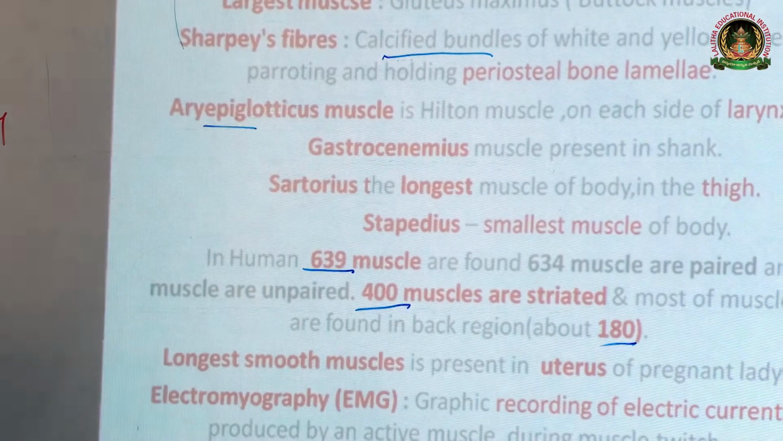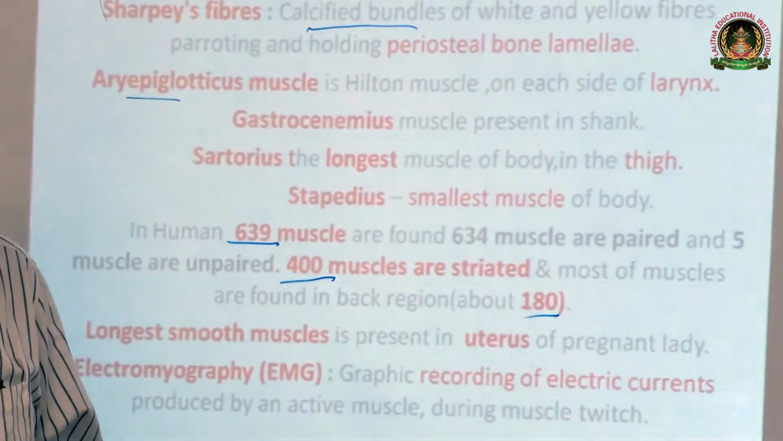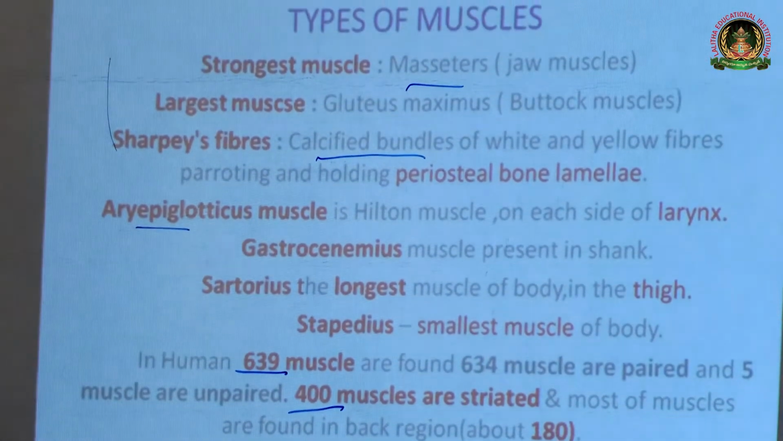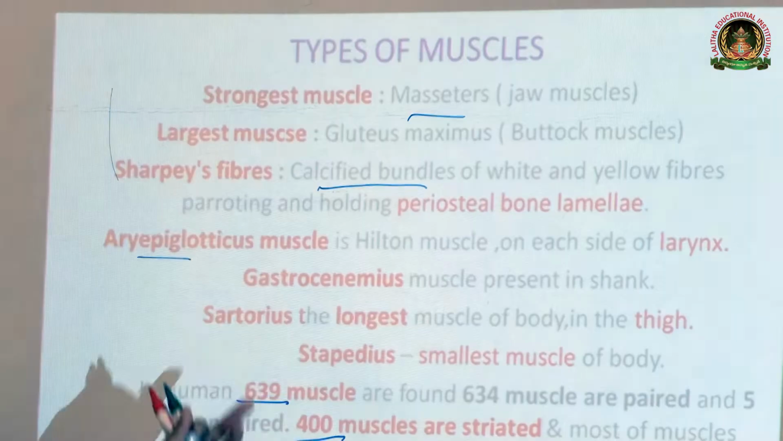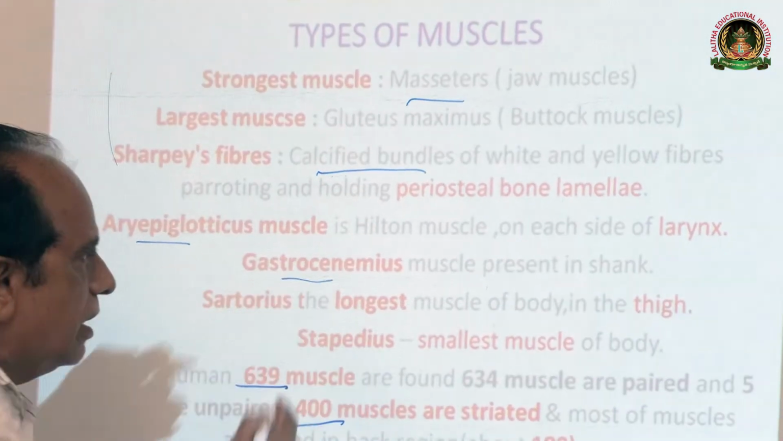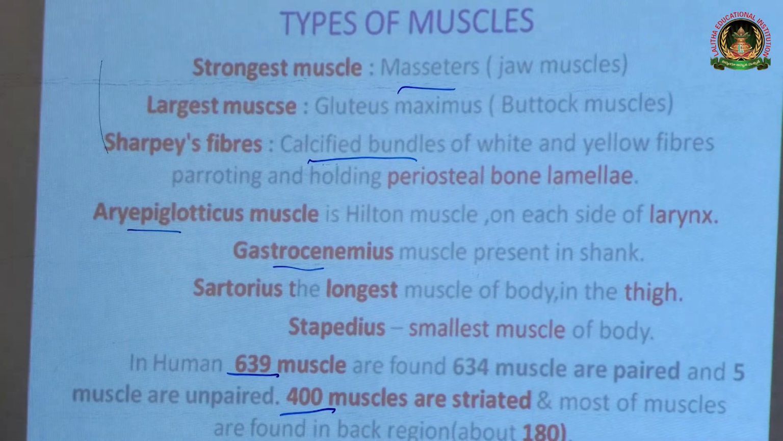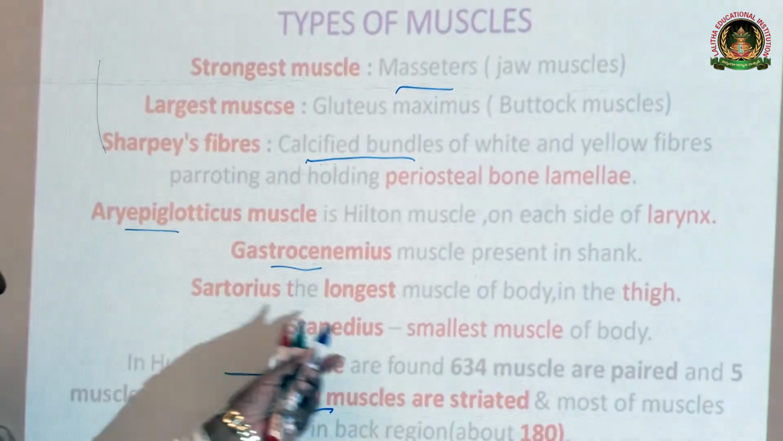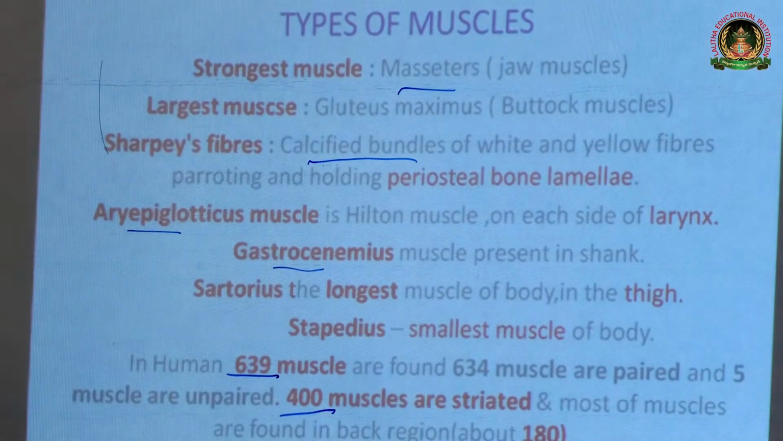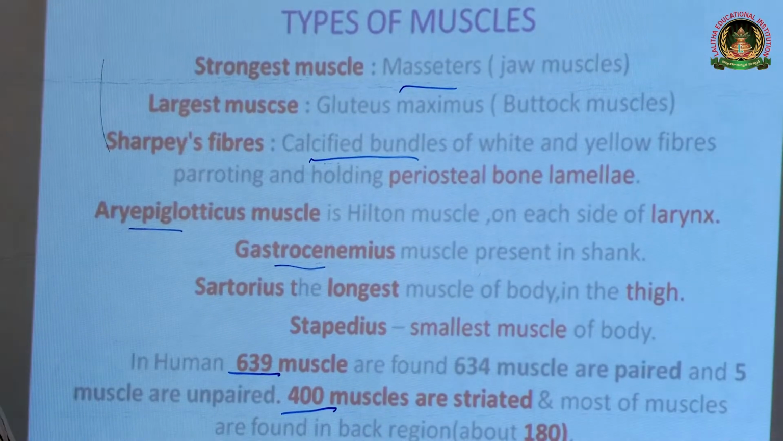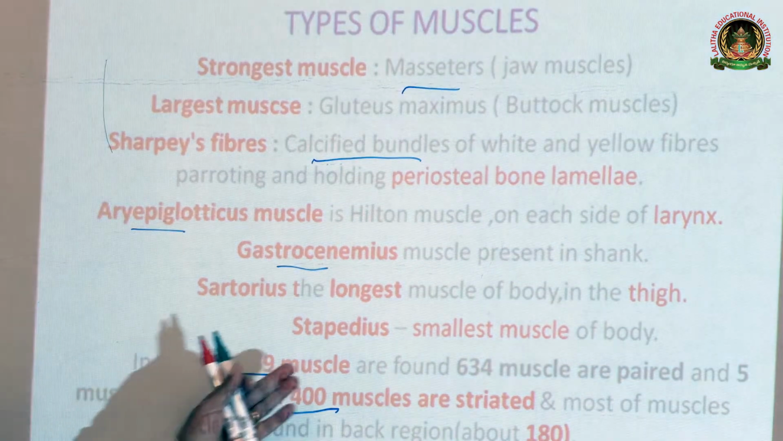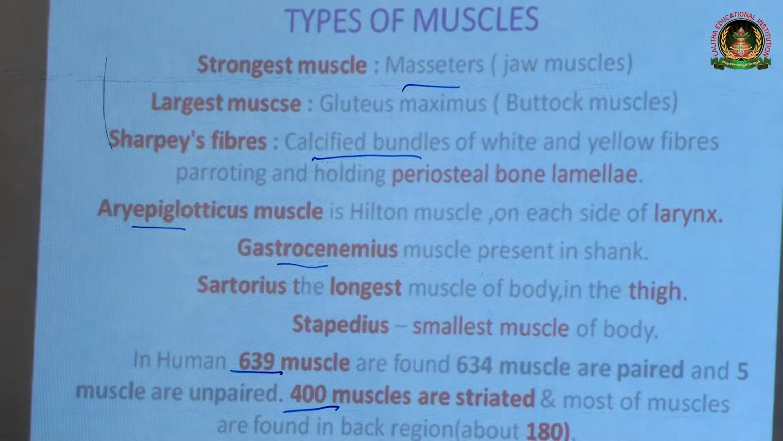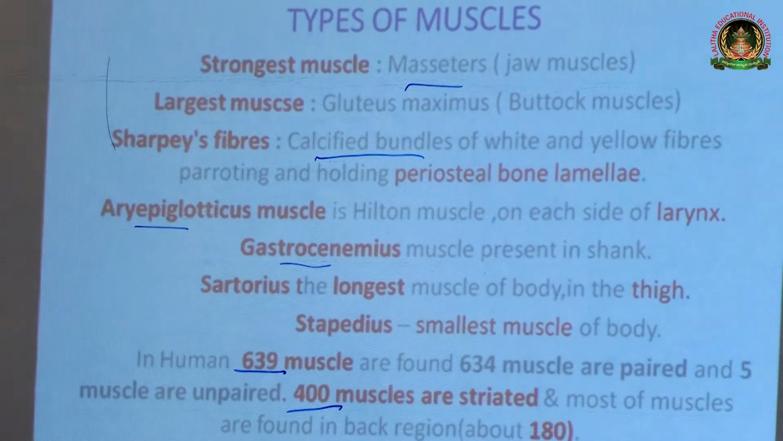The epiglottis muscle, also referred to as Hilton muscle, is present within the larynx, that is the sound box, voice box. The gastrocnemius muscle is present in the shank of the body, the hind limb below the knee. Whereas the sartorius is the longest muscle of the body in the thigh, and the stapedius is the smallest muscle of the body.